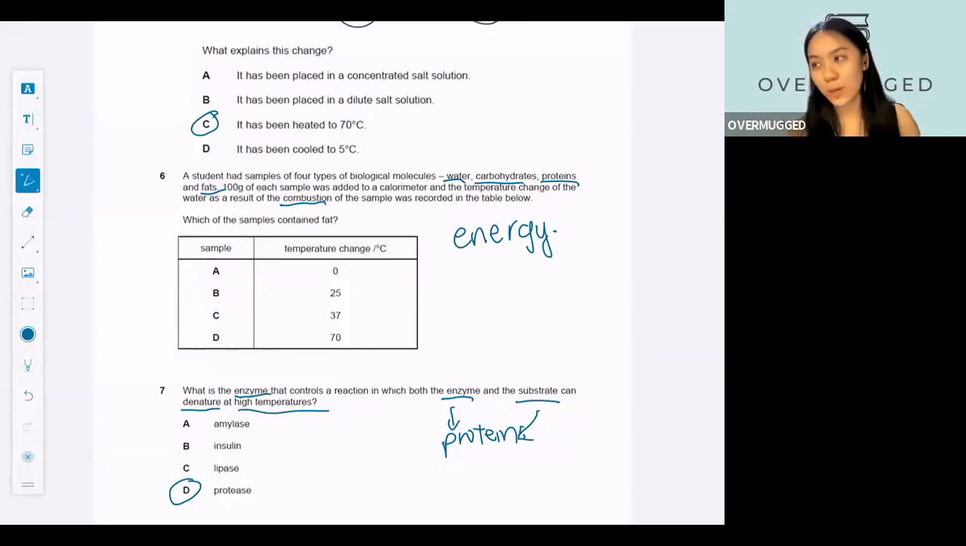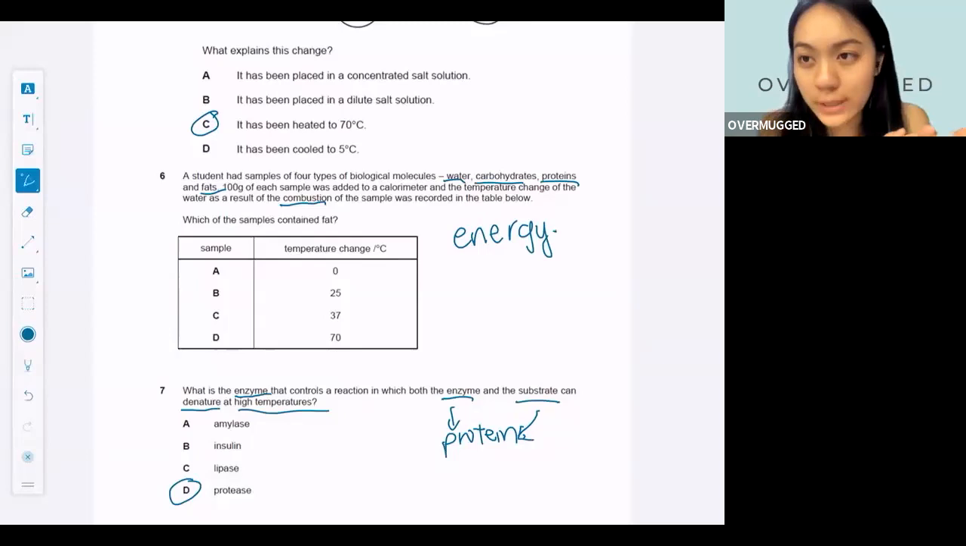Throughout your student life, what do you think is the best way to revise for bio? There are many ways to revise bio, right? I think everyone really has a very different method. You have to find the method that works for you.